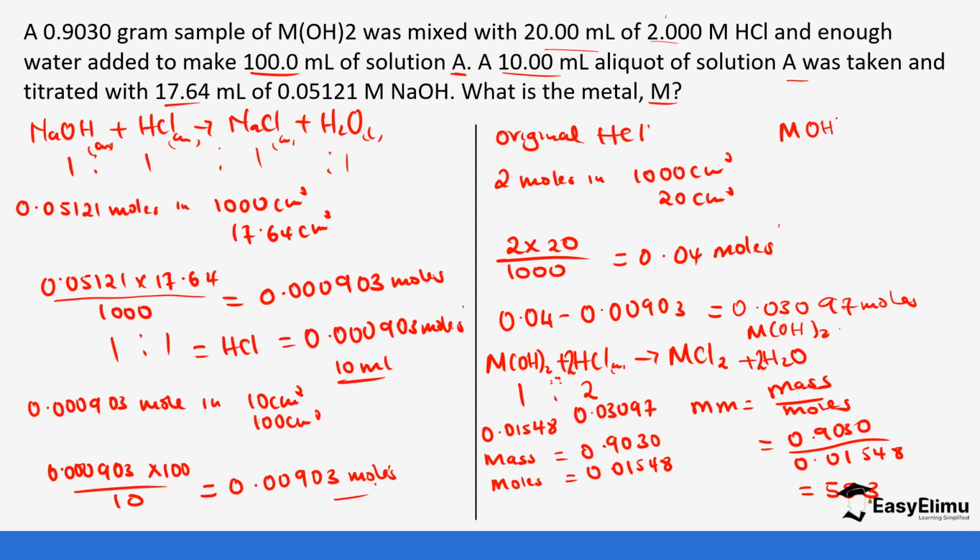So M plus 16 times 2 plus 2 is equal to 58. This gives us that M plus 32 plus 2 is equal to 58. So M is equal to 58 minus 34, which gives us M is 24, which tells us it's magnesium.